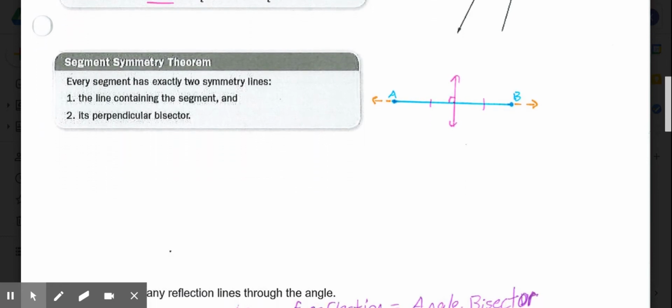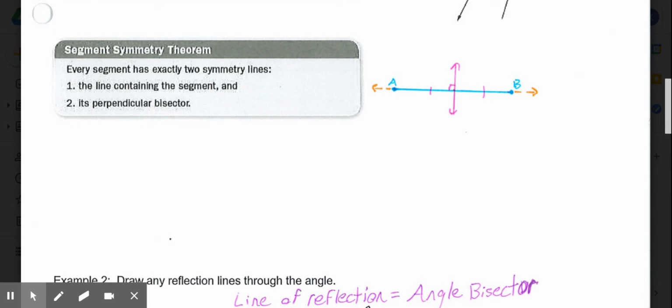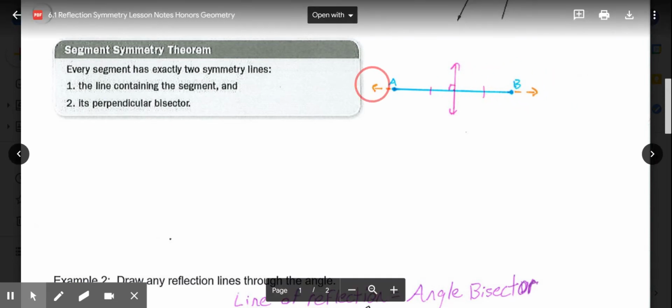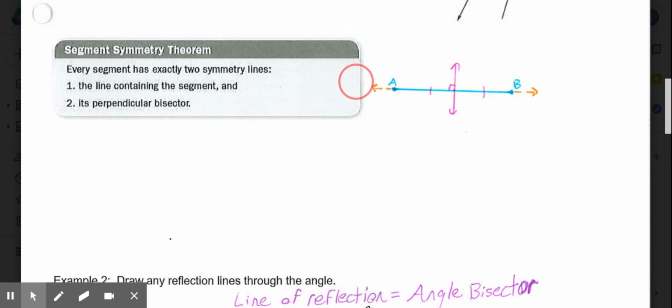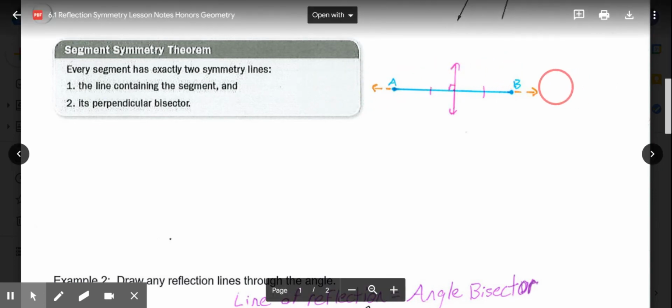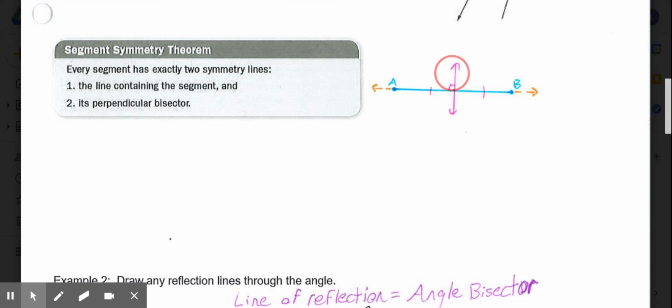Then we have the segment symmetry theorem, which states every segment will have 2 lines of symmetry. So if we're looking at segment AB, one line of symmetry is the line that goes on forever that contains segment AB. So that would be this line here going on forever. The other line of symmetry is the perpendicular bisector of segment AB.